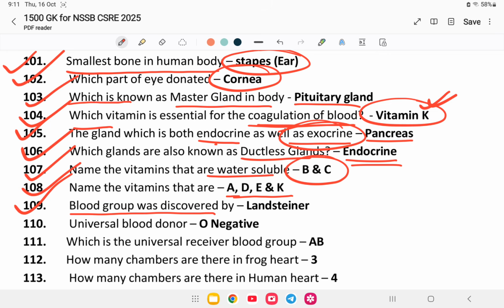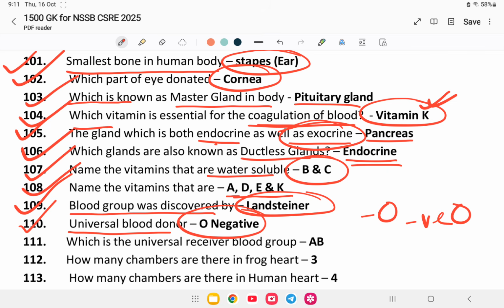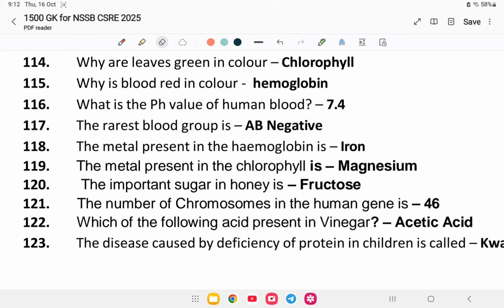Blood group was discovered by Carl Landsteiner. Question number 110. Universal blood donor is O negative. And which is the universal receiver? That is AB. How many chambers are there in a frog? Frog has 3 chambers, while humans have 4. So next question. Why are leaves green in color? Leaves are green because of chlorophyll.